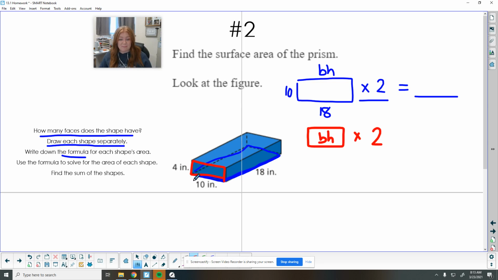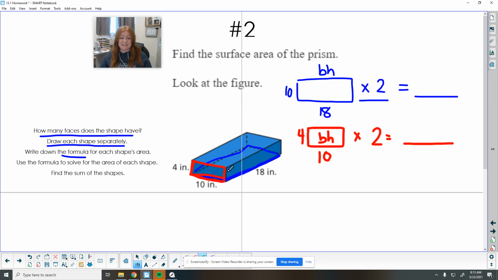Now let's find our measurements. So it looks like this part here, the base is 10, and the height is 4. So we'll do 10 times 4, but I have two of those. That will tell me the front and the back. So we found top and bottom, front and back.